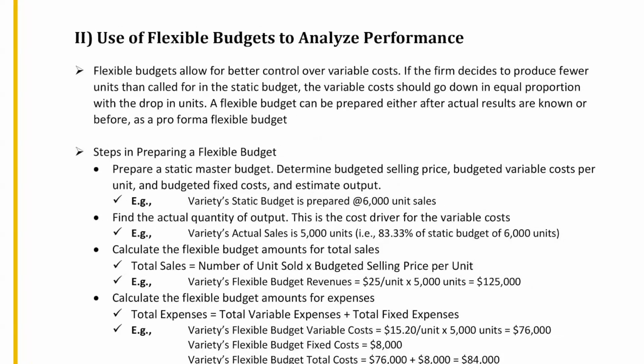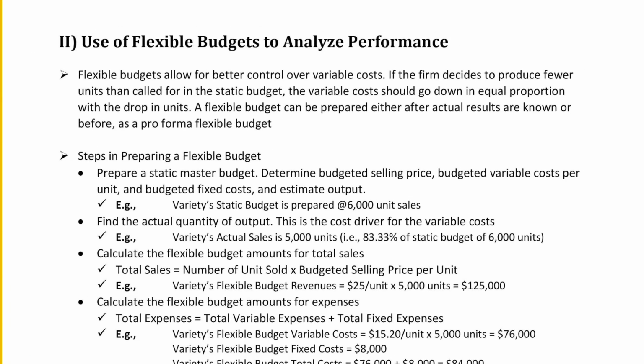Now we're talking about the use of flexible budgets to analyze performance. It says flexible budgets allow for better control over variable costs. If the firm decides to produce fewer units than called for in the static budget, the variable costs should go down in equal proportion with a drop in units. To the contrary, if the firm decides to produce more units than in the static budget, the variable costs should go up proportionally. A flexible budget can be prepared either after actual results are known or before, as a pro forma flexible budget.